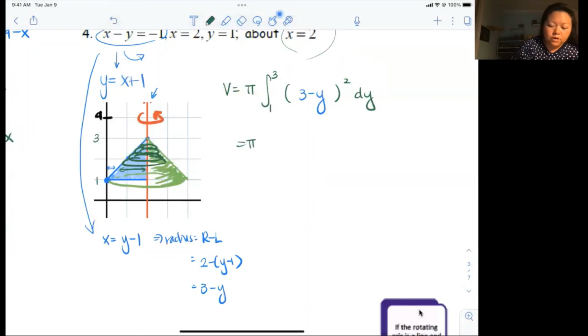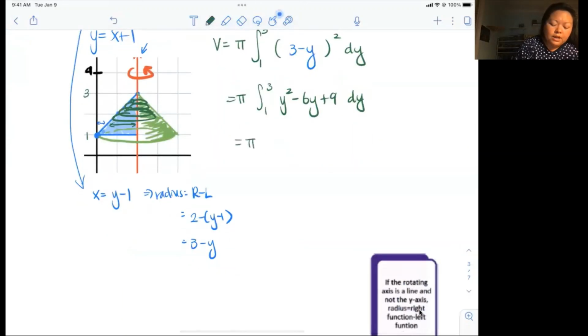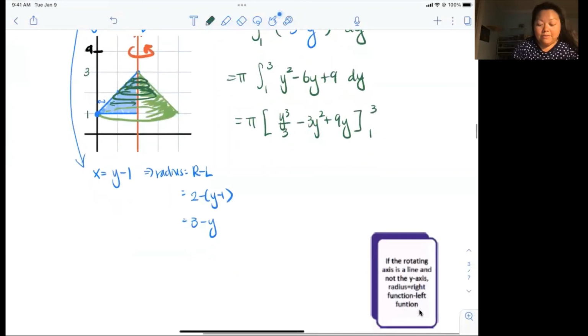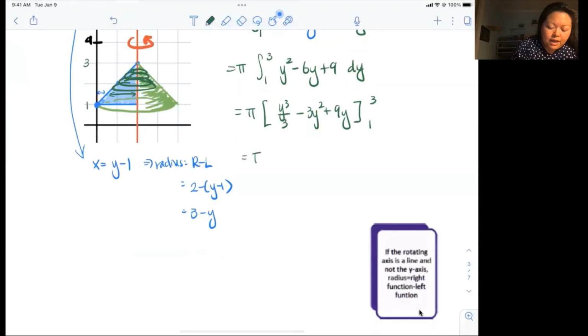Okay, now I'm ready to go ahead and multiply this out. I gotta multiply out (3 minus y) squared. So it's y squared minus 6y plus 9 dy. You have to get comfortable with multiplying these out. Okay, now antiderivative: y cubed over 3 minus 6y squared over 2, so 3y squared, plus 9y, evaluated 1 to 3. This time I don't have a shortcut, so I have to work this all out. So I get pi multiplied by 3 cubed is 27 over 3, minus 3 times 3 squared is 27, plus 27, minus 1/3, minus 3, plus 9.